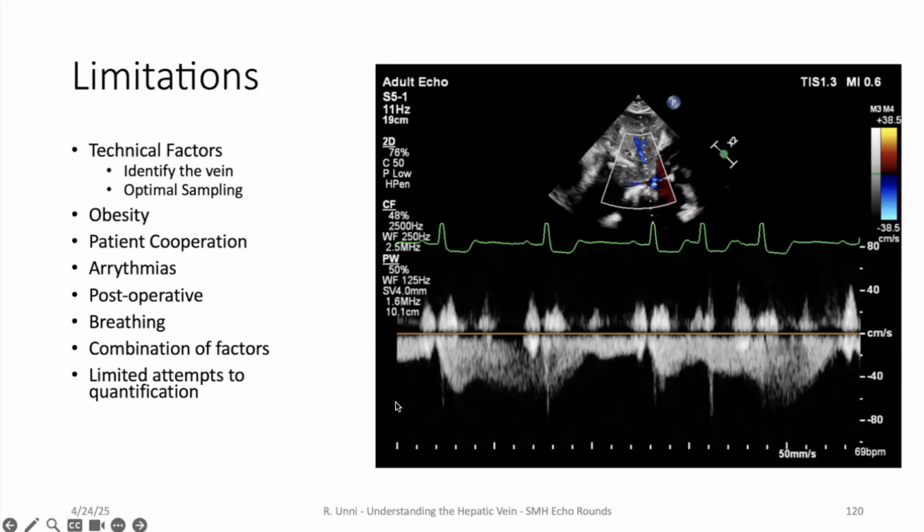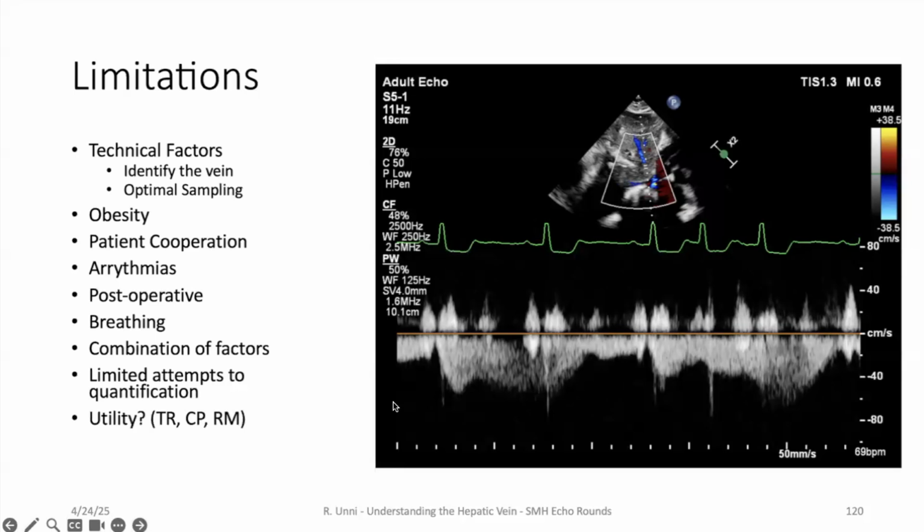The other interesting limitation is, unlike the pulmonary vein, as Basma so well presented recently, there have been pretty limited attempts to quantify the hepatic vein, much more than an SD ratio. If I asked you what is a predominant A wave, what is normal, what's a normal velocity? There haven't really been good attempts to quantify this and make use of that, and that definitely limits standardization.